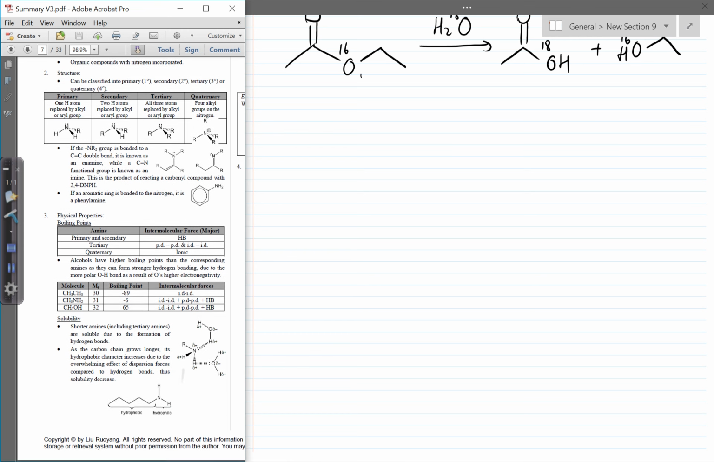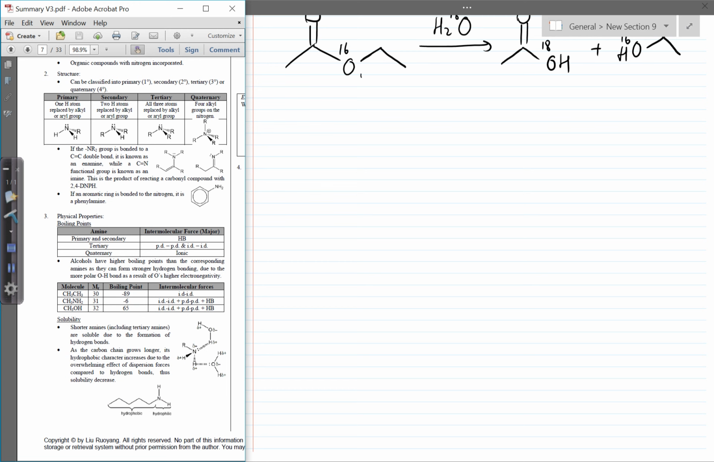So for physical properties, surprisingly, different degrees of substitution have different major intermolecular forces, right? Take note, I'm saying major, doesn't mean they only have that. For primary and secondary, the major ones are hydrogen bonds. For tertiary, it's PD-PD and ID-ID, and for quaternary, it's ionic. You should rationalize why, because for tertiary there's no NH, and for quaternary, it's charged, so it's ionic.